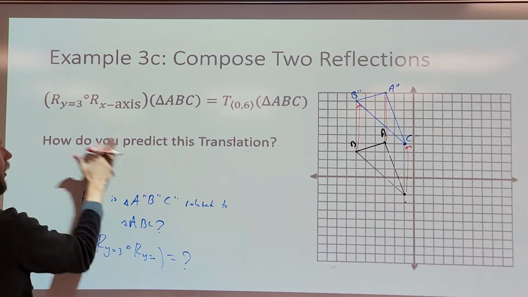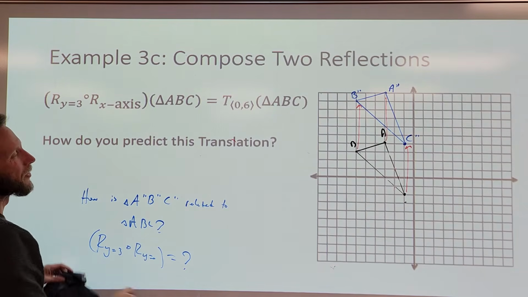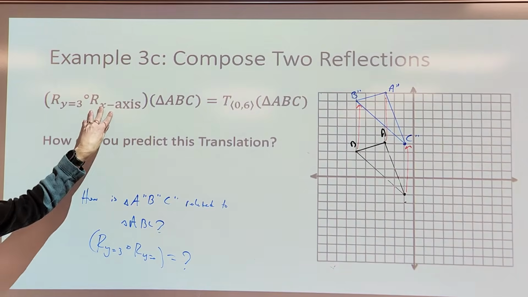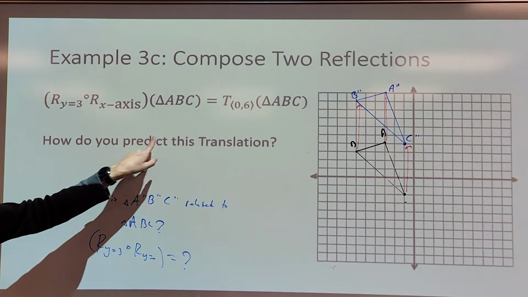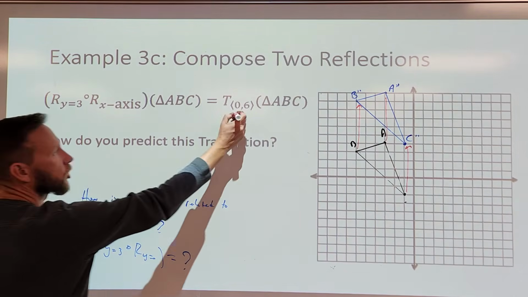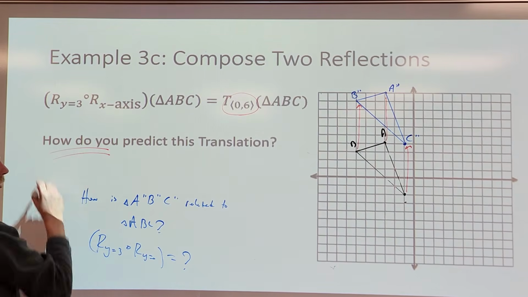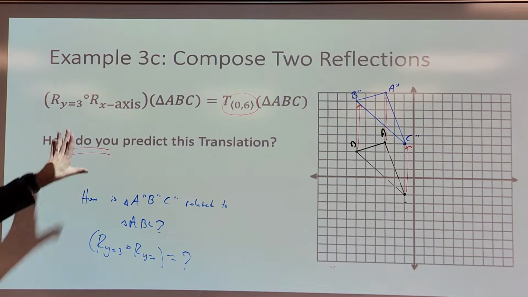All right, I didn't know that I had that actually typed in there. I tried to click through it, and then you probably saw it. So here we have this translation as a composition of reflections. Here's a question that I want to ask you though. How can you predict this translation? How can you predict that the actual change is left or right 0, but up 6? How do you know? And that's what we want for you to try to explain here.